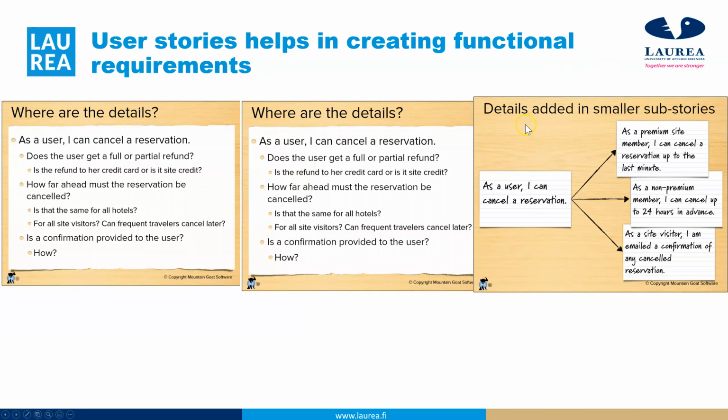And for example, here too says details. So this is a typical example of a user story and writing its sub-stories or subtags. As a user, I can cancel a reservation. Okay, as a premium site member, I can cancel a reservation up to the last minute.